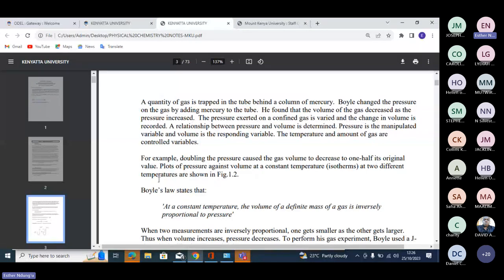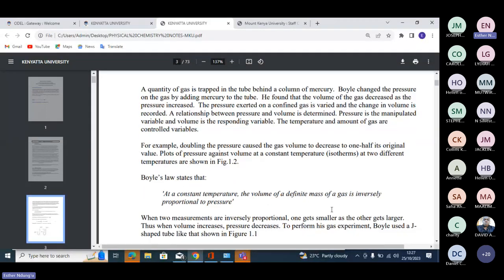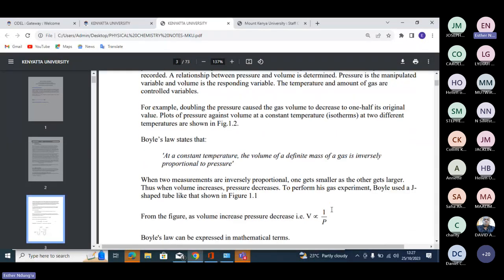So Boyle's law states that at constant temperature, the volume of a definite mass of a gas is inversely proportional to pressure. This is the relation: V is inversely proportional to pressure. If we want to remove this proportionality symbol, then we can say V equals K over P.